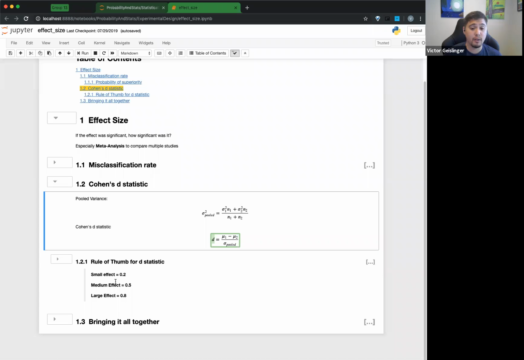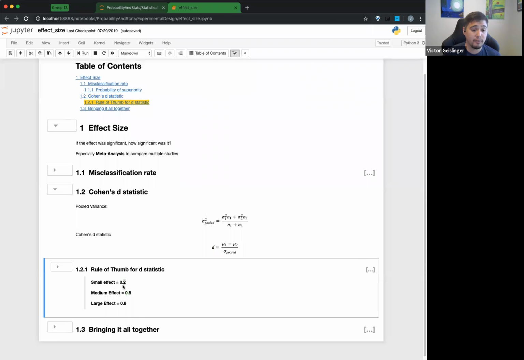But a small effect, let's say a medium effect for something like a life-saving drug, well, that might be worth it. It's a very small effect or a very medium effect, but that might be something worth doing for something that's really important. So again, context is something that matters.